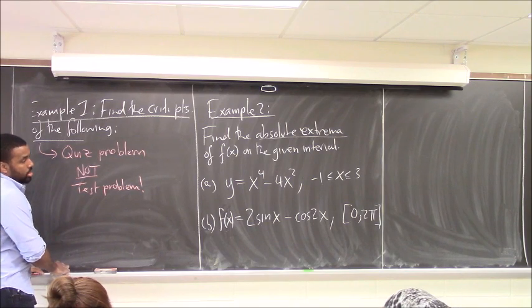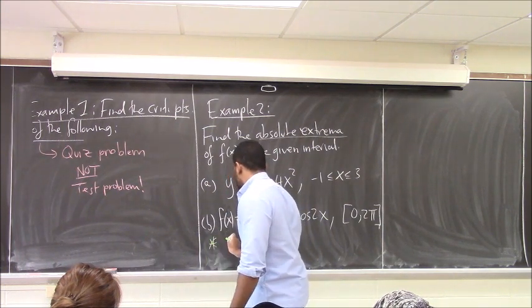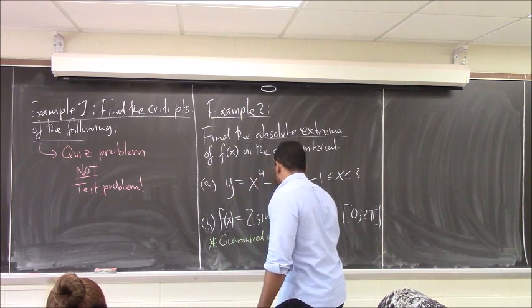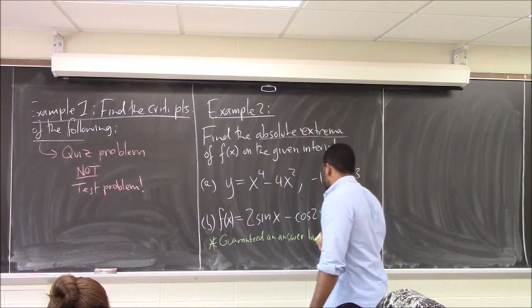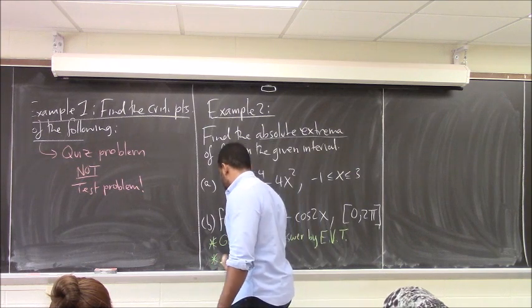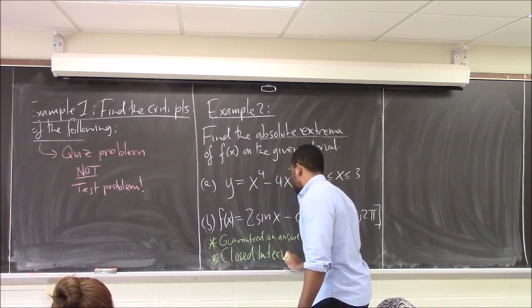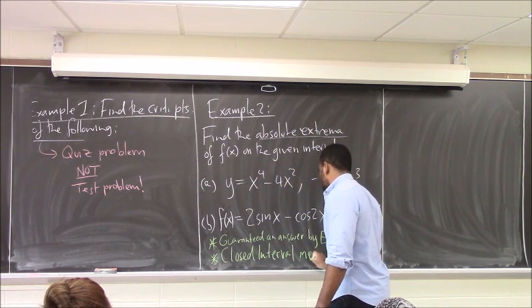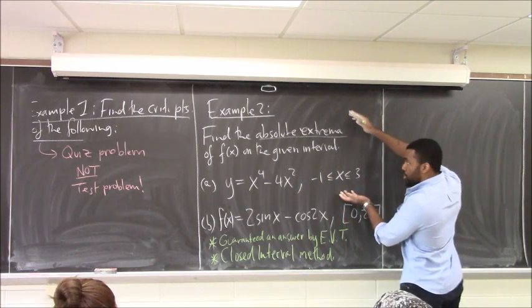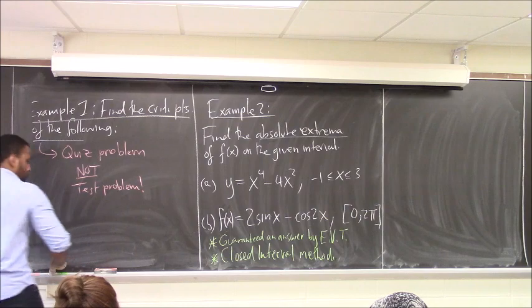The next thing to notice here: you're guaranteed an answer by the extreme value theorem. And the next point, you would always use the closed interval method. So that three-step process that I mentioned earlier, that's the process you'd use to solve a problem like this. You see a problem like, find the absolute extreme of this function on the interval, you know you're doing the closed interval method. It's always going to be what you do.